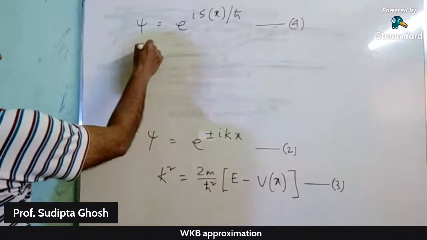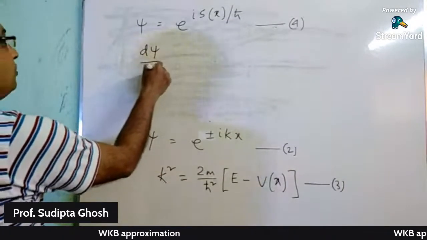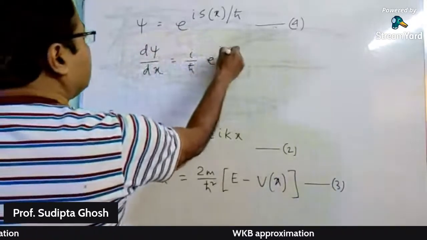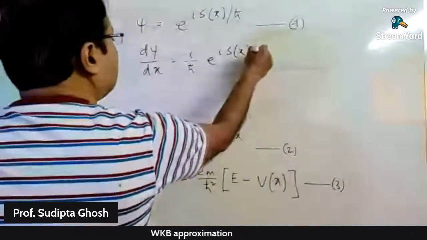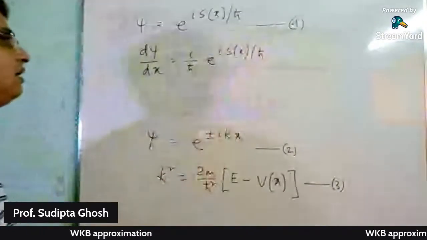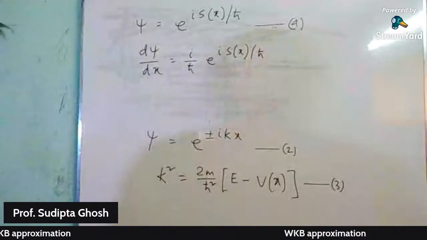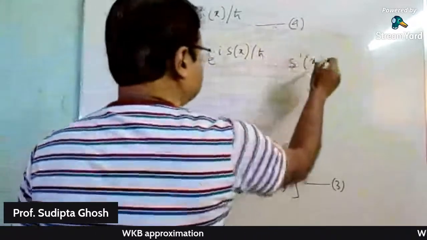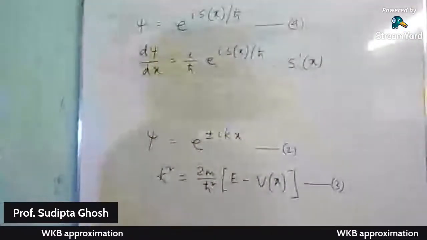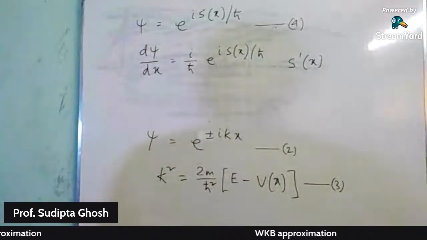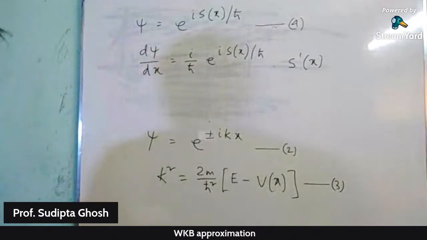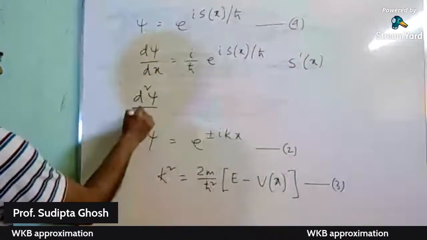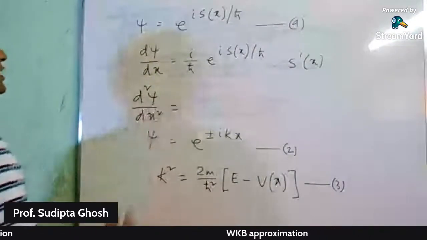Therefore d psi dx should be i by h cut e to the power i s(x) by h cut, and then the differentiation of s(x) will give me s prime of x, that is ds dx. So this is the value of d psi dx, and then find out d2 psi dx2.